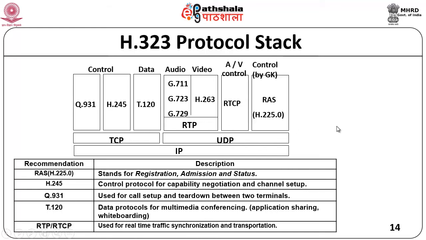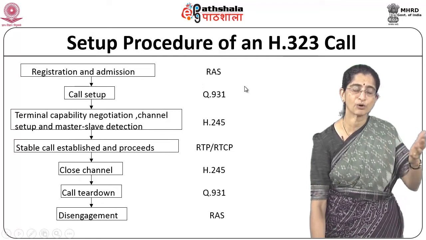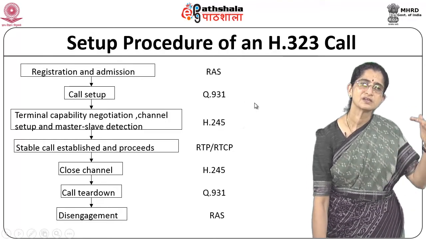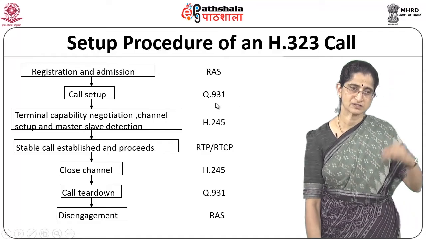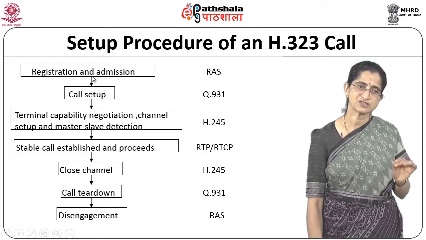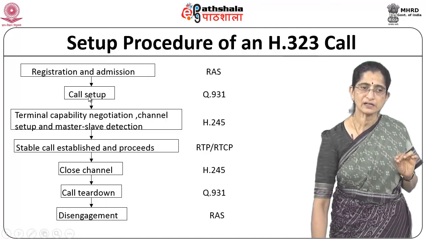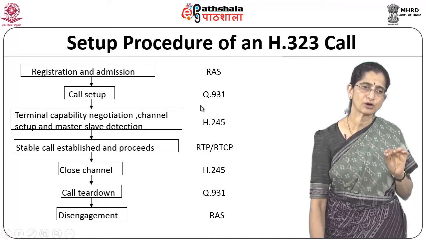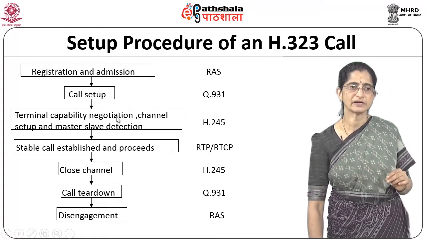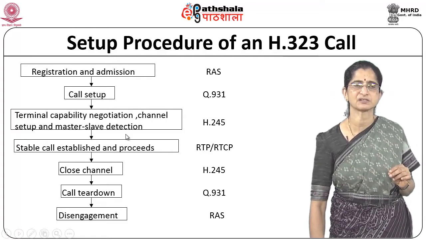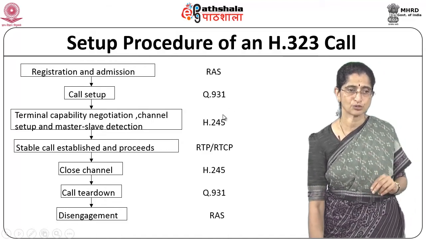Let's look a little bit at each of these things, the overall setup procedure. How is it that all these different protocols will actually be used in making a call? Let's look at the interplay of these different things. The first thing that will be done is registration and admission. For this purpose, it will use the RAS protocol. Then a call setup will be done, where your Q.931 protocol will come into play. Once a call is set up, there will be a terminal capability negotiation, channel setup and master slave detection. Who is going to be the master and who is going to be the slave and so on. That is done with the help of the H.245 protocol.